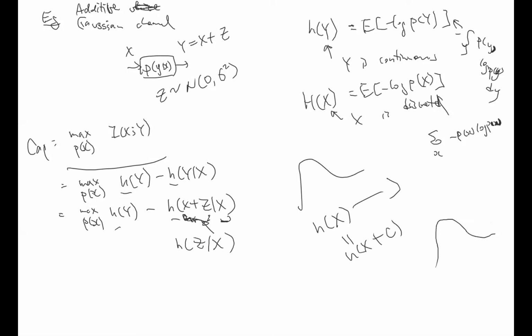if the distribution has the same shape, then the entropy shouldn't change. So therefore, I have H(Y) minus H(Z given X) here. Now I can look at this one here. H(Z given X), what is that?